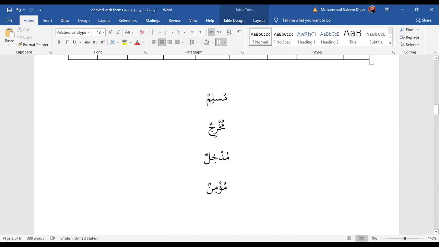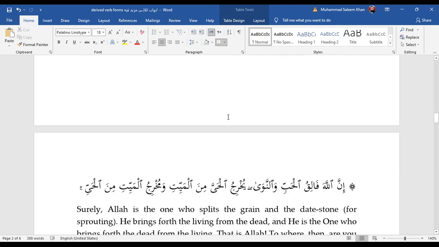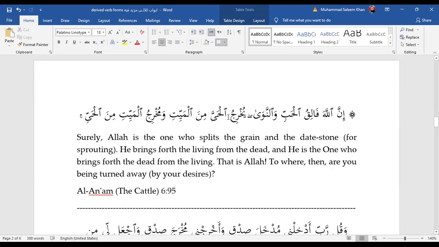But before we do that, let's look at the verse from the Quran. A'udhu billahi min ash-shaytan ir-rajim. Inna Allaha faliqul-habbi wan-nawa, yukhrijul-hayya minal-mayyiti wa mukhrijul-mayyiti minal-hayy. Now please go through and try to reflect and figure out how much you can understand from whatever we have learned so far.